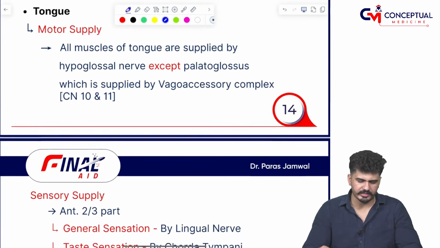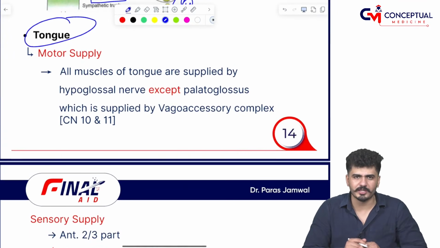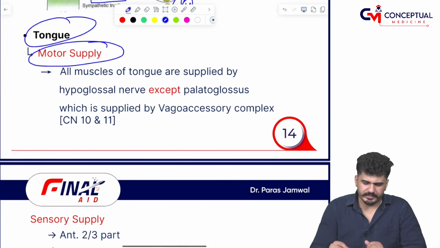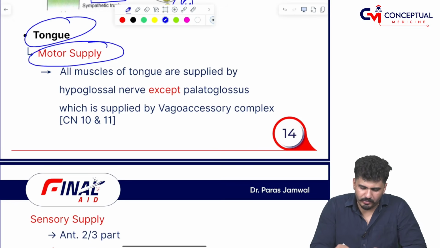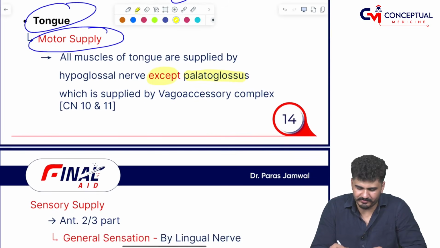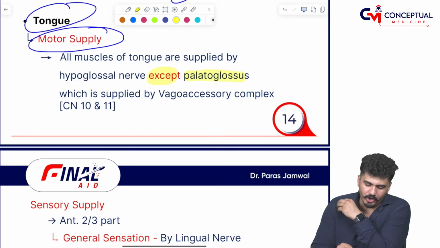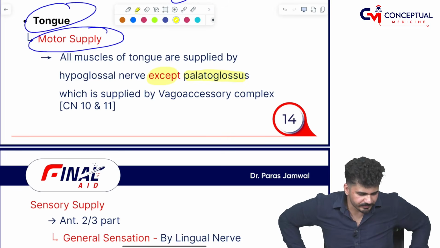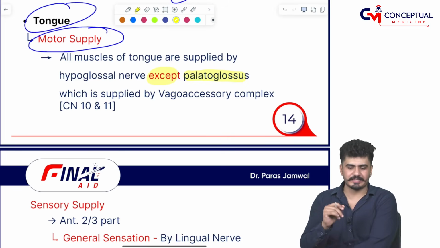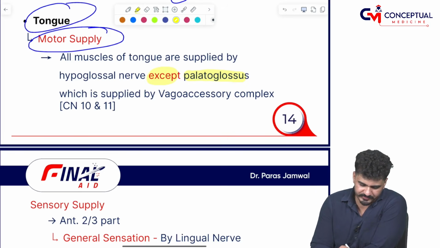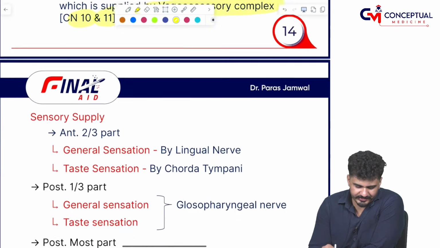Now let's talk about another topic called the tongue. What is the motor supply to the tongue? All muscles of the tongue are supplied by the hypoglossal nerve, my dear friends, except the palatoglossus. The safety muscle of the tongue is the genioglossus. All the muscles of the tongue are supplied by the hypoglossal nerve except palatoglossus, which is supplied by the vago-accessory complex, the complex of the 10th and 11th nerve.